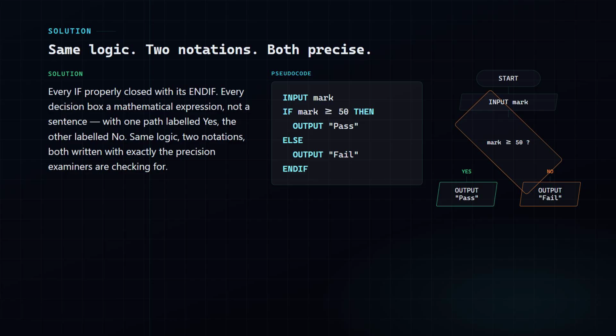In the flowchart, the decision box reads mark >= 50, a mathematical expression, not a sentence, with one path labeled yes leading to pass, and the other labeled no leading to fail. Same logic, two notations, both written with exactly the precision examiners are checking for.